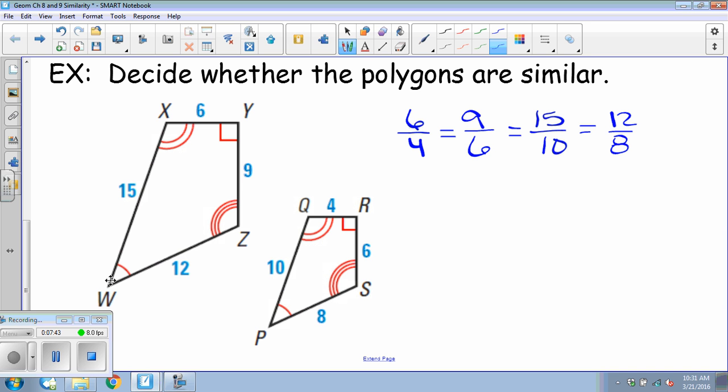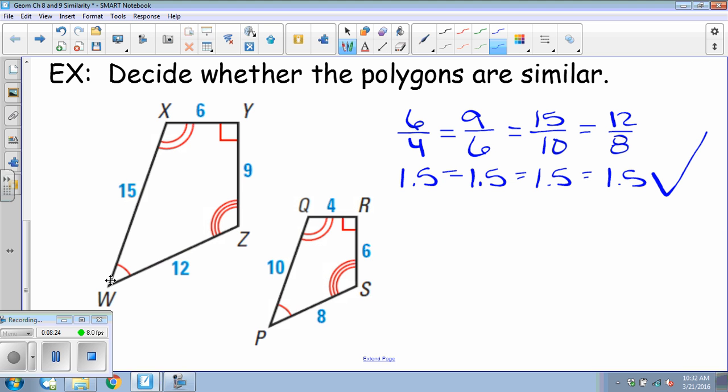If they're similar, then all four of those proportions, all four of those ratios, will be equal to each other. When I take my calculator and do 6 divided by 4, what do you get? 3 over 2, which is 1.5. Then 9 divided by 6, you get 1.5. 15 divided by 10, you get 1.5. 12 divided by 8, you get 1.5. Now, you said 3 over 2. That's correct. If I take each one of those fractions and reduce it, they're all equal to 3 over 2. So all of my sides are proportional.